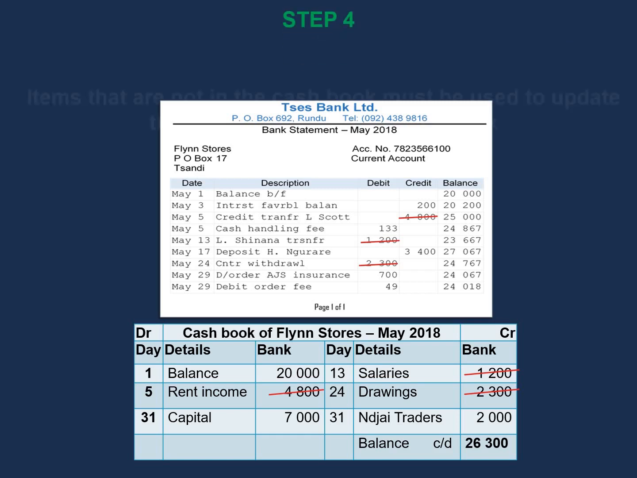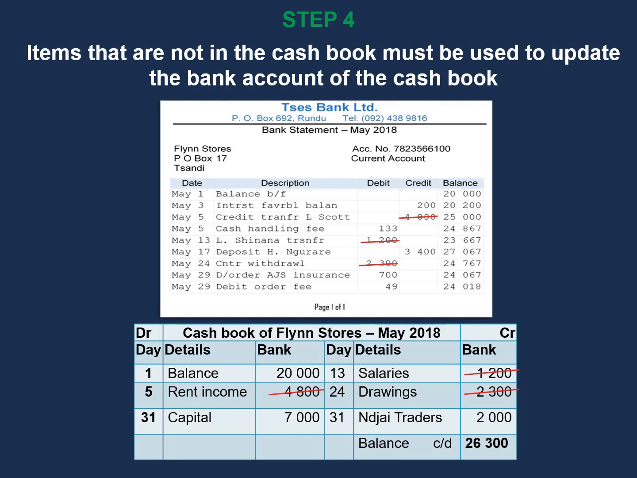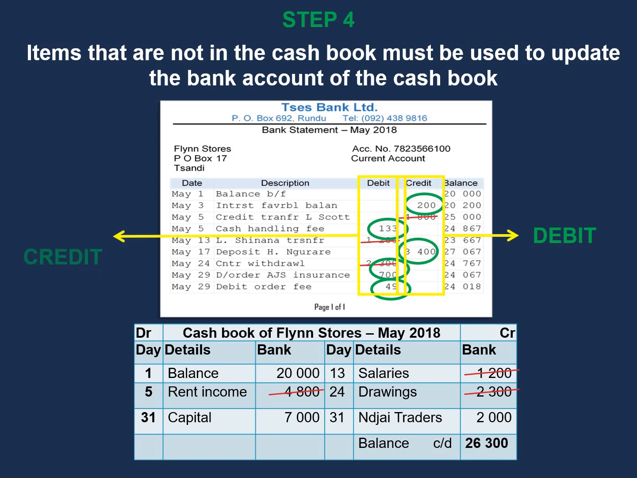Then we move on to step 4. Items that are not in the cash book must be used to update the bank account of the cash book. Now what are the items that are not on the cash book? It's all the items that are not scratched off on our bank statement. We can go ahead and encircle all of those. So all of the items on the credit side we will post to the debit side of the cash book, and all of the items on the debit side of the bank statement we will post to the credit side of the cash book. So now let's go ahead and do that.